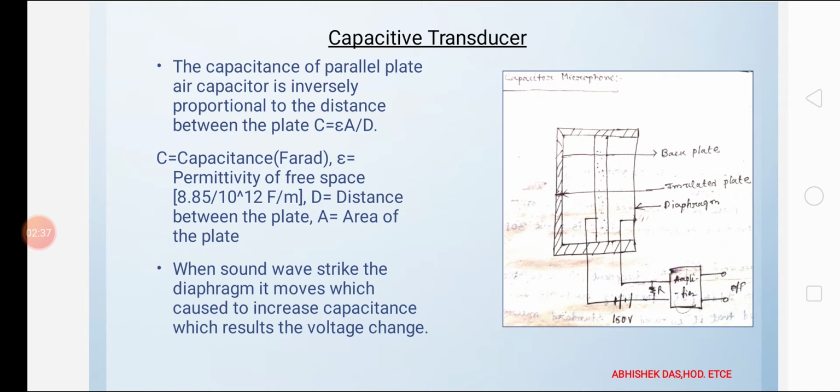The capacitive transducer works on the principle of change of capacitance, which may be caused by number 1, change in overlapping area A, change in distance D between the plates and changing dielectric constant.